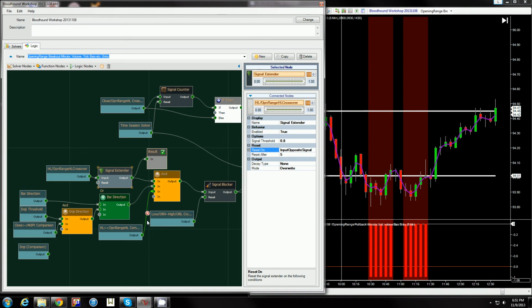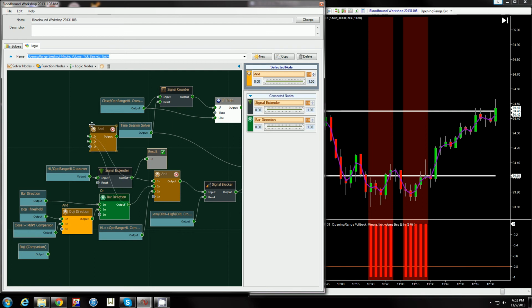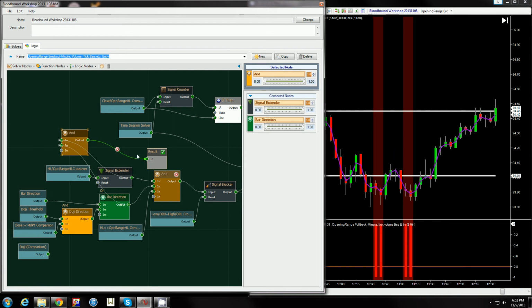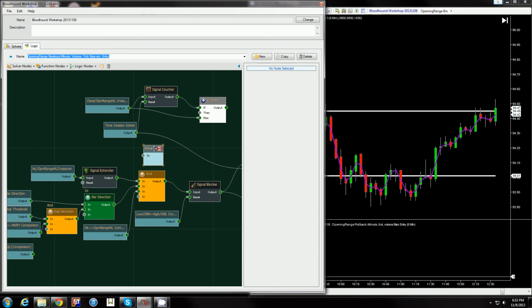Now, let's say we want to connect these two together with an AND node. So let's see what that outcome gives us. So you see it eliminated the up bar, because it says the bar has to be going down for a short signal and it has to be going up for a long signal. Okay, so what I did now was I connected, let me do that again. I connected both of those with an AND node.